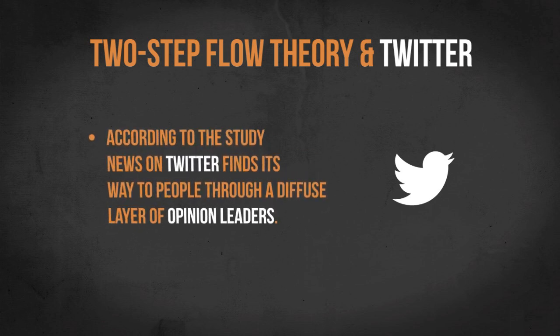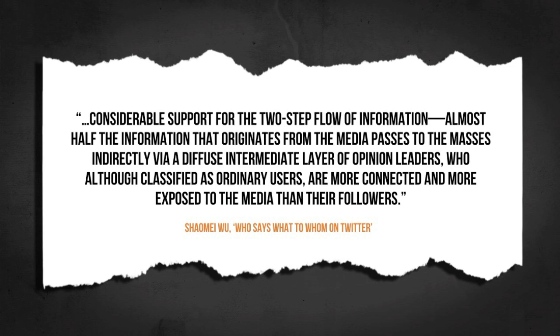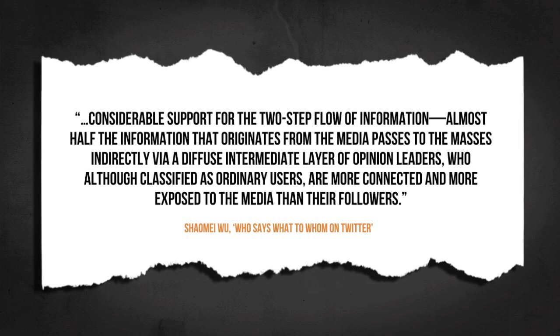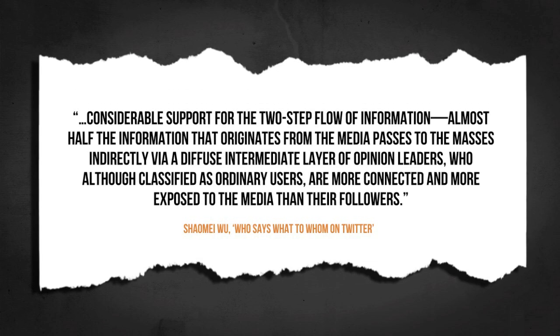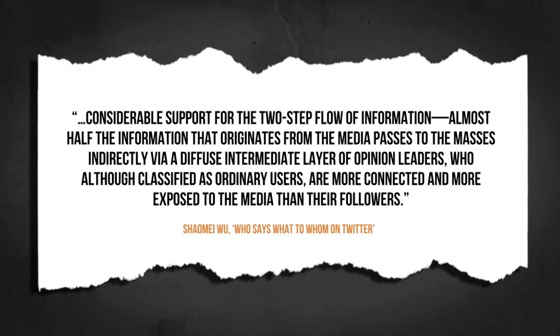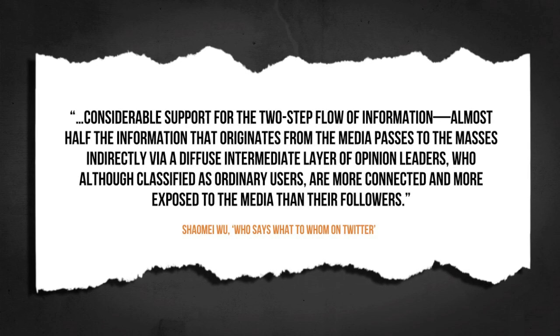After analysing the flow of information, the researchers discovered that news finds its way to people through a number of prominent and influential opinion leaders. They found considerable support for the two-step flow of information. Almost half the information that originates from the media passes to the masses indirectly via a diffuse intermediate layer of opinion leaders who, although classified as ordinary users, are more connected and more exposed to the media than their followers.